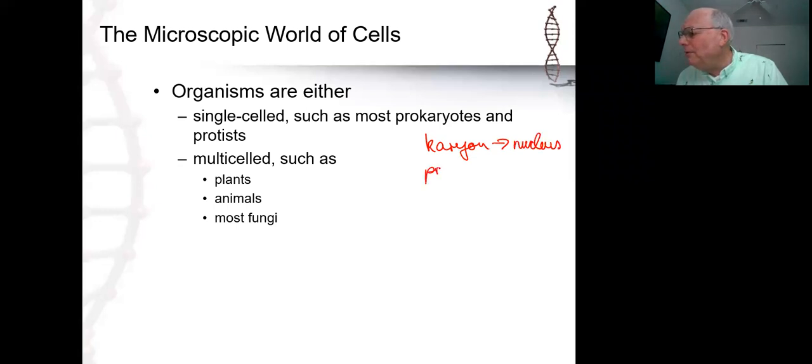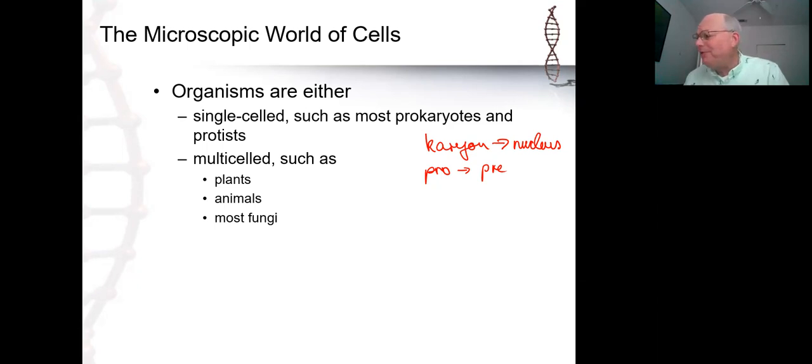And another word that we could use for pro is pre. And so when we say prokaryote, we're referring to something that is pre the nucleus. In other words, these are the cells that predate the origin of the nucleus. These are cells that lack a nucleus.